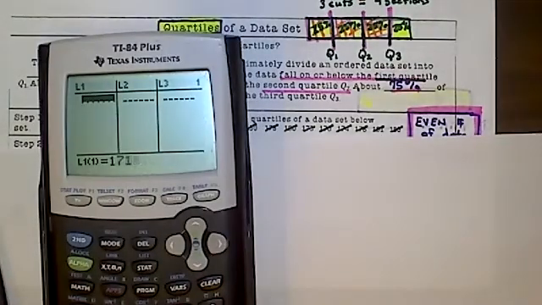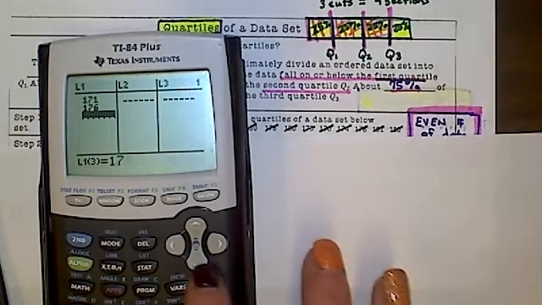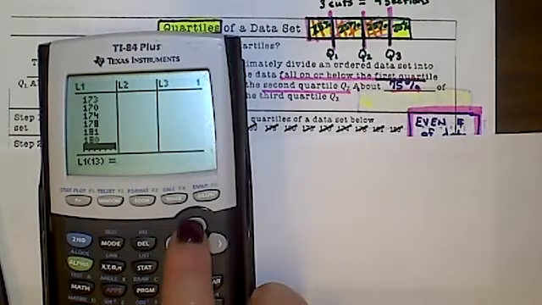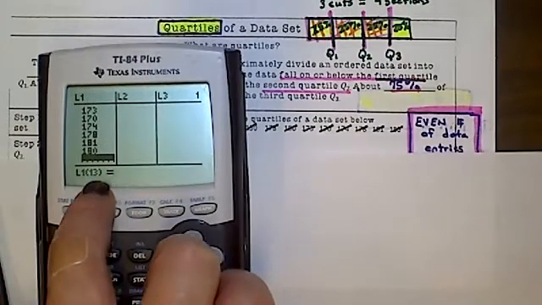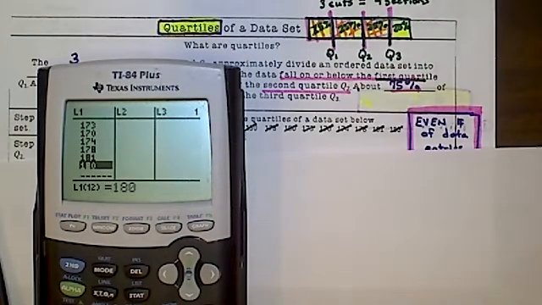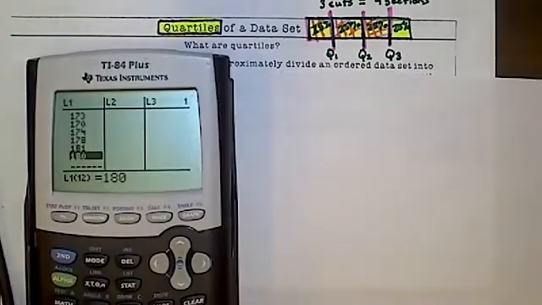So 171. Okay, so I missed one. Did I miss one? No. So when you look, that next 13, that means that would be your next data value. So if you had 12 data entries, that would tell me my 12th one was 180. So you always want to count those and make sure it matches.